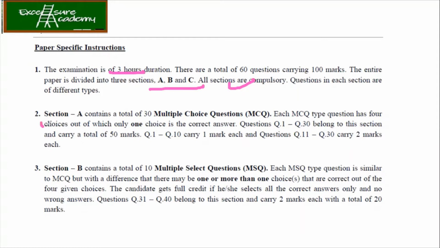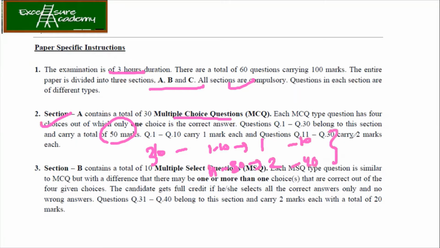Each question is going to be very difficult and different in all the sections. Let's talk about the first section, A. It has multiple choice questions, 1 to 30, carrying 50 marks. Out of 30 questions, 1 to 10 have 1 mark and 11 to 30 have 2 marks. So 10 plus 40, total 50 marks in section A.